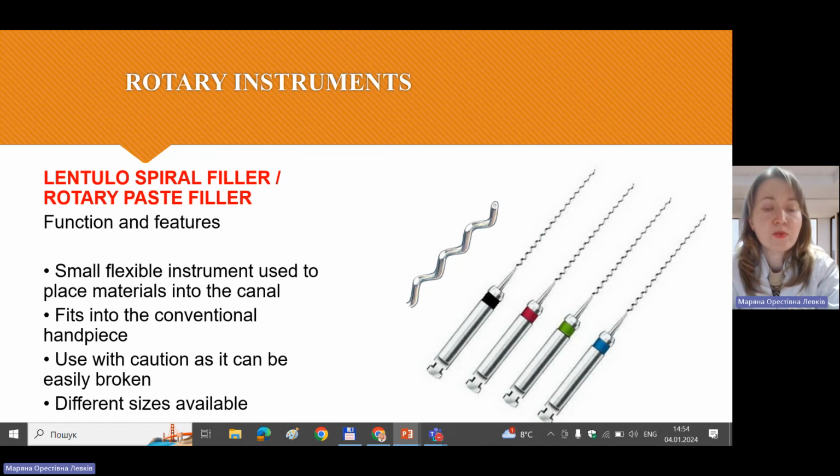The use of this instrument should be with caution as it can be easily broken, and different sizes of this instrument are available, as you can see in this picture. The color rings on the handles indicate that this instrument is available in different sizes according to International Standard Organization. Pay attention to the magnification of the working end, like a loose spiral.